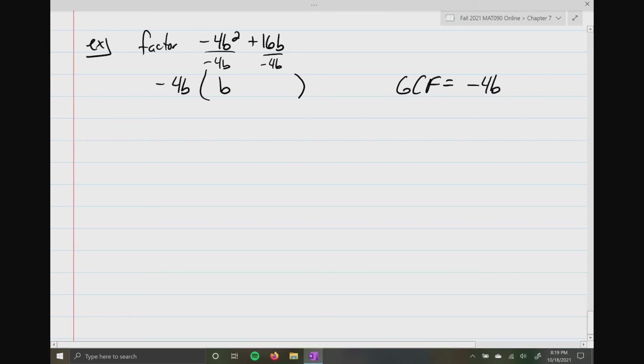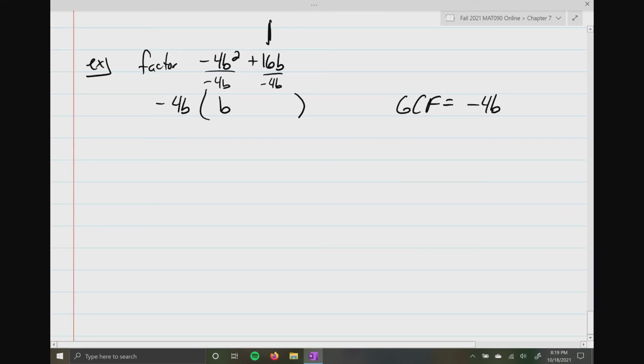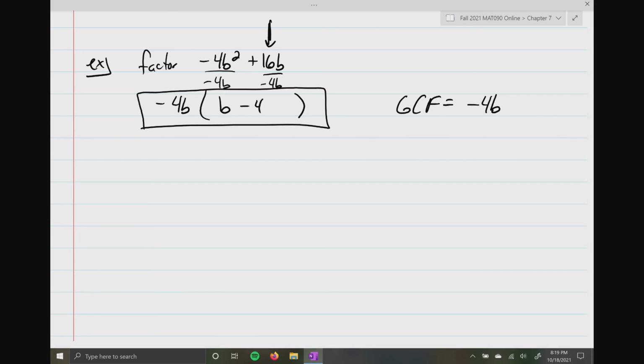Now for this second term, let me put an arrow. For the second term, you got to be careful. It's positive 16 divided by negative 4, which is negative 4. And then B divided by B is 1. So your answer is negative 4B times the quantity B minus 4. Okay? So that's going to be the first part of the class is over with. Here's the second part.